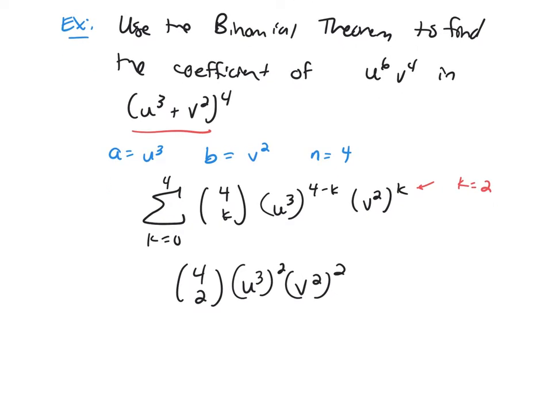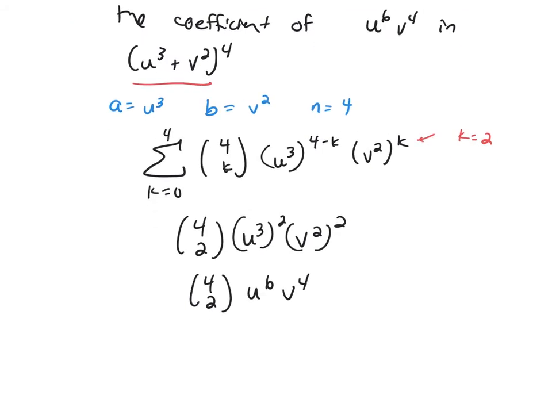So when you have powers to powers, you multiply. 4 choose 2, u to the 6th, v to the 4th, which is exactly what we wanted to find. So the coefficient is this right here. It's 4 choose 2 that would be our coefficient.